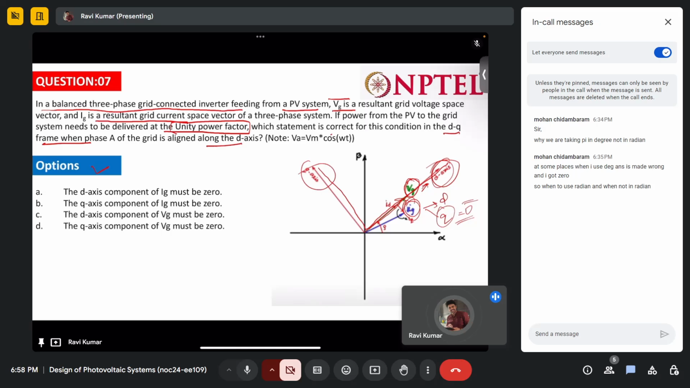So along the Q axis, IG should be 0 and VG should be 0. It means the current component and the voltage component along the Q axis should be 0. Then only we can have the maximum power. So the correct answer here is B and D.